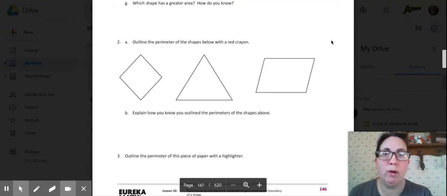Which shape has the greater area? How do you know? So you'll go back to figure 1A and figure 1B. Which one would have the greater or biggest area? And explain your answer. 1A has the greater area because, or 1B has the greater area because. Pause the video and answer the question.